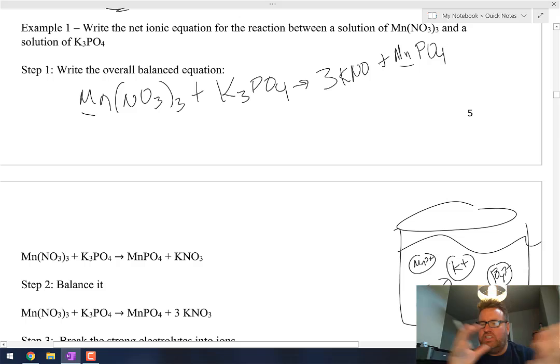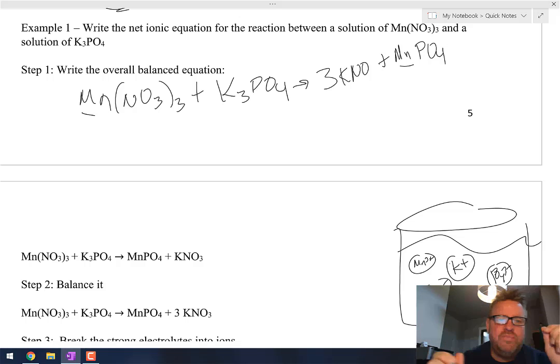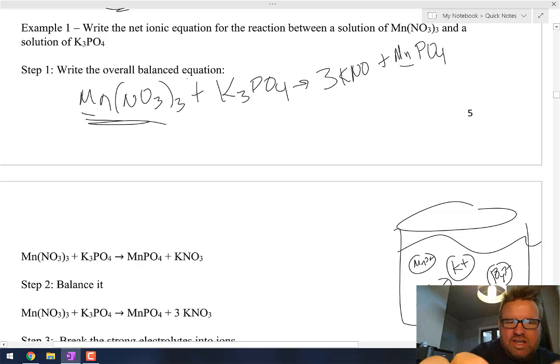As they're hitting each other, bouncing off of each other and attracted to each other, is manganese nitrate going to be MnNO3? No, it's not. So we need to break that into ions. So Mn, now how did I come up with 3 plus on that? Manganese is a transition metal. Nitrate has a -1 charge, and there's 3 of them. So that becomes manganese 3 plus.